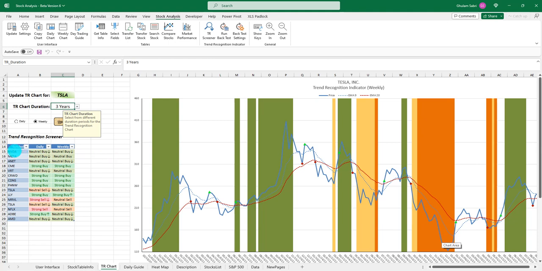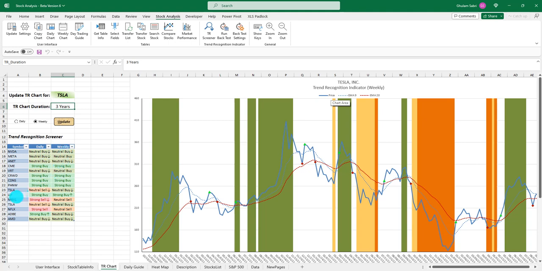Towards the left, we have a list of symbols here, and if we run the screener, which is the TR screener here, then what it will do, it will go through each of these stocks and calculate its TR indicator on the basis of daily and weekly. So for example, currently we could see that the Nvidia has flashed a neutral buy in the downward direction both on daily and weekly, meaning the stock is under pressure.